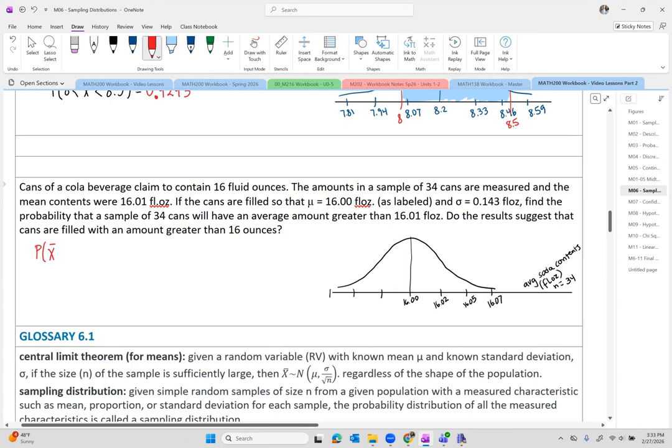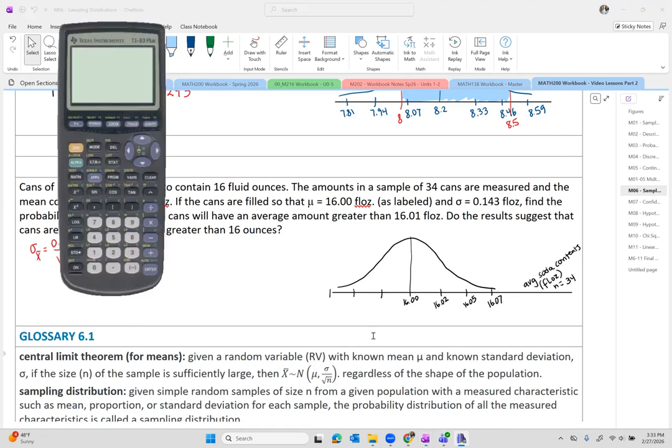Oh, I made a mistake here. So sorry. I didn't do the distribution of the sample mean. I did the distribution of the variable, which is the contents of one can. I want to discuss the mean from 34 cans. So I could not use the distribution I just described. I have to do a distribution that has a different standard error, and that will be 0.143 divided by the square root of 34. So I'm going to do that math in my calculator, then I'll fix this again in Art of Stat.